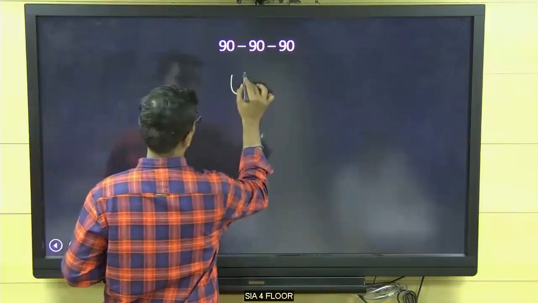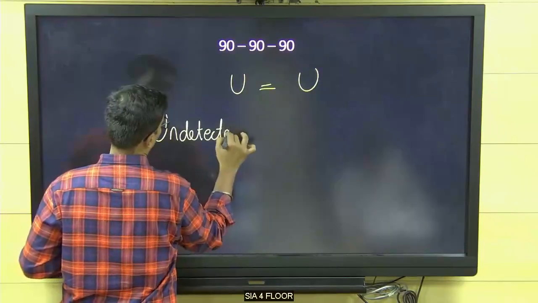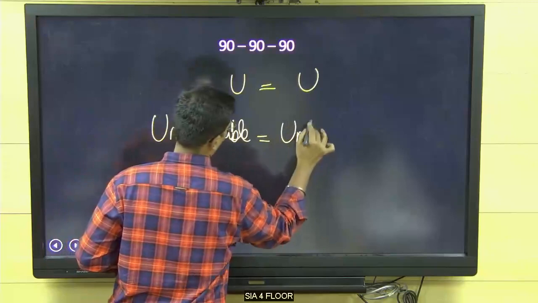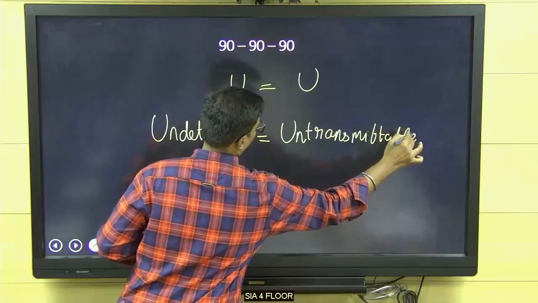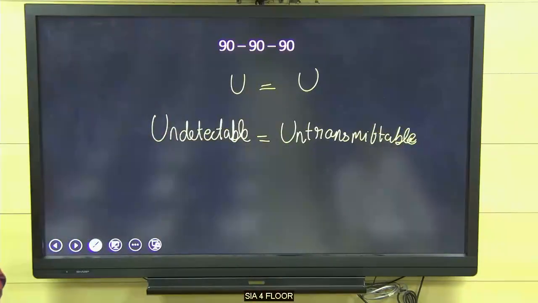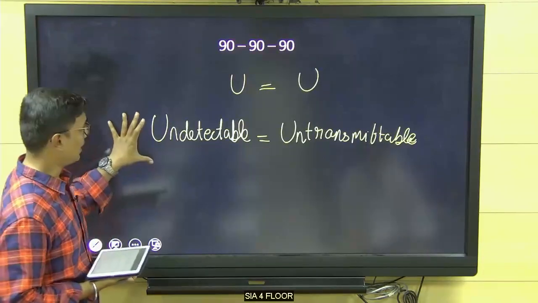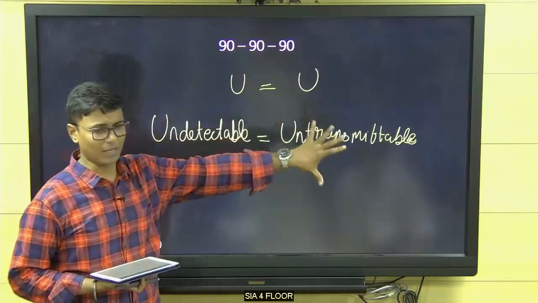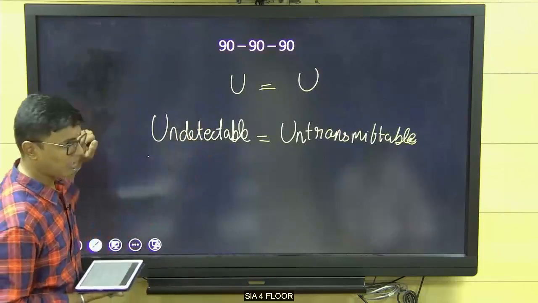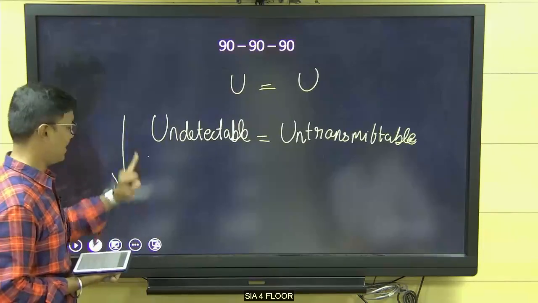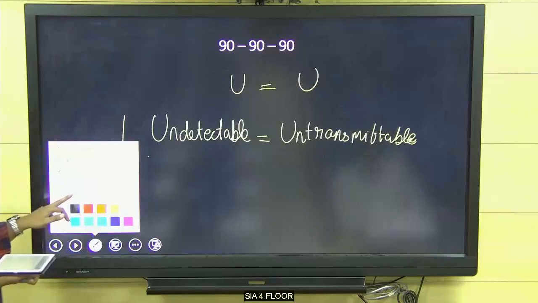We are aiming for something called U equals U, that is, undetectable equals untransmittable, which means if a person takes antiretroviral therapy for a longer time, the viral load will be suppressed. If it is almost undetected in the blood, it won't be transmitted to other people, even with unprotected sex. So a longer antiretroviral therapy will make the virus undetectable, and undetectable means untransmittable.